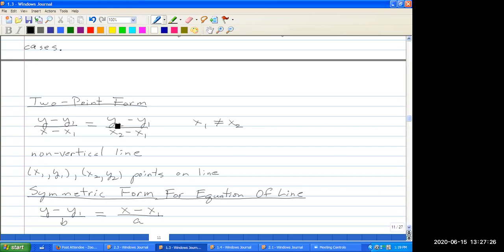When do I use this? Hardly ever. When they ask you to do a two-point form is when you would do it.